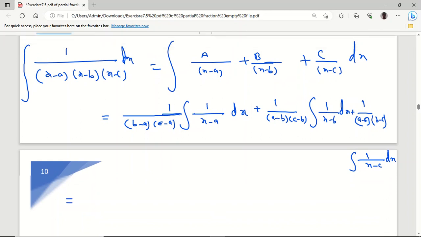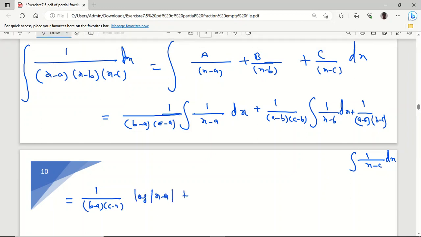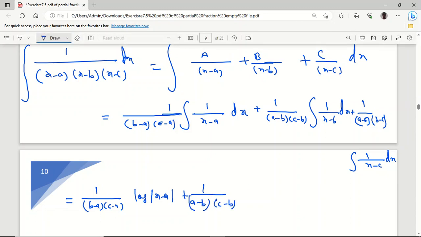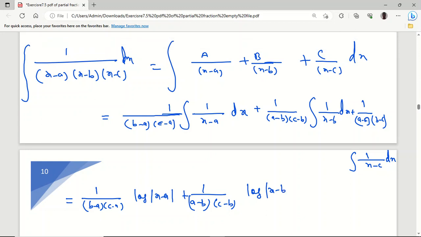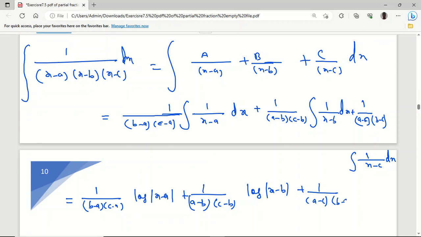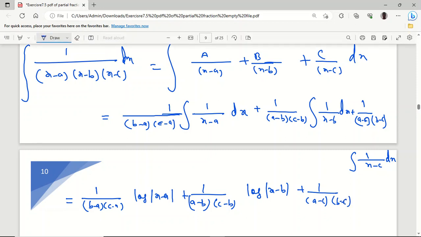So the answer will be 1 upon (B minus A)(C minus A) log|x minus a| plus 1 upon (A minus B)(C minus B) log|x minus b| plus 1 upon (A minus C)(B minus C) log|x minus c| plus some constant c will be our answer.